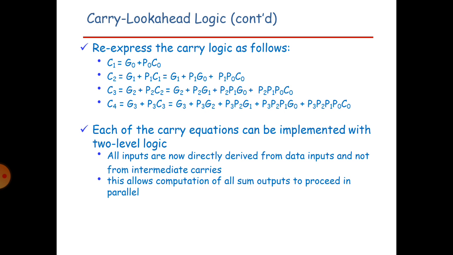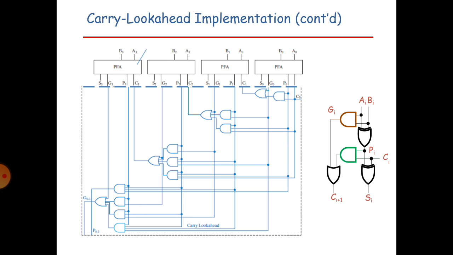Again, re-express the carry logic as follows: C1, C2, C3, C4. C1 equals G0 plus P0 C0. We can substitute the previous equation in the C2 equation. Again, you can substitute the C2 equation in C3, and the C3 equation in C4. Finally we get the expression, which is given on the slide. So this is the carry look-ahead implementation circuit.